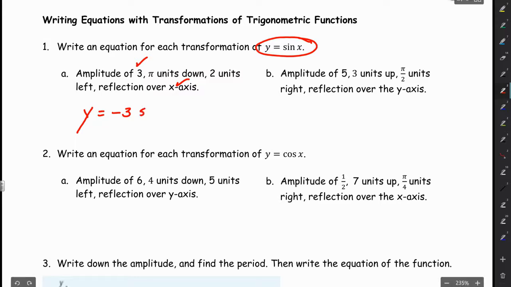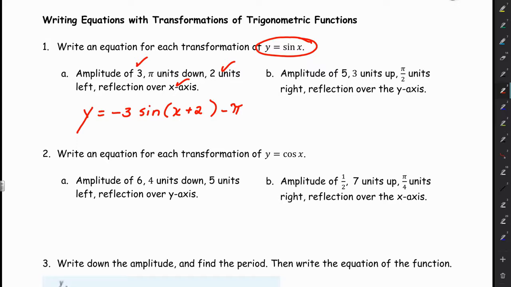Now the rest of it has to do with moving it down and left. So we're going to write the sine, and something's going to happen inside the parentheses. Since this function is moving 2 units left, we're going to do plus 2 inside the parentheses. That takes care of this. And pi units down, we're going to have minus pi on the end. All right, that's letter A.